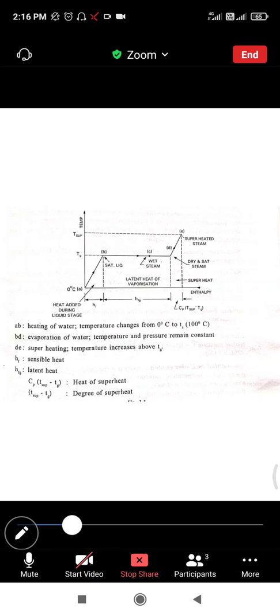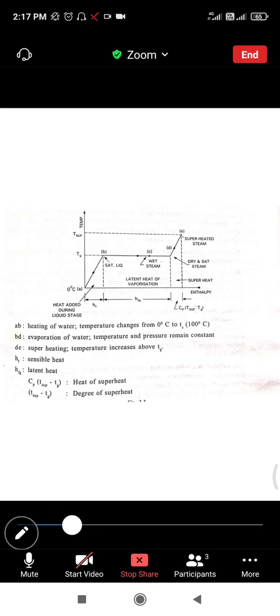What is this HF? The amount of heat added to raise the temperature of 1 kg of water from 0 degrees to saturation temperature at a given pressure is called sensible heat. This is sensible heat, denoted by HF.